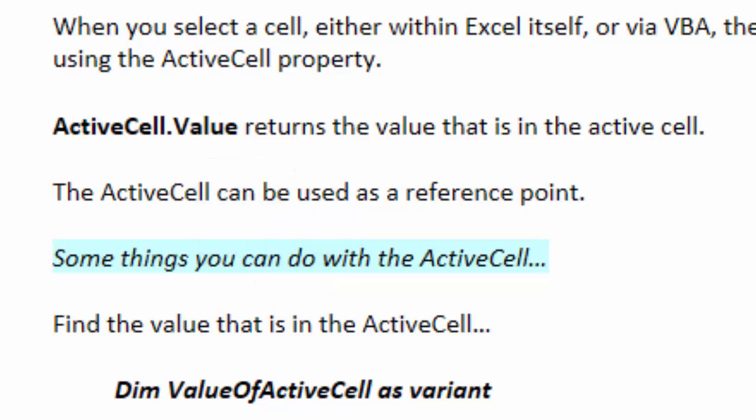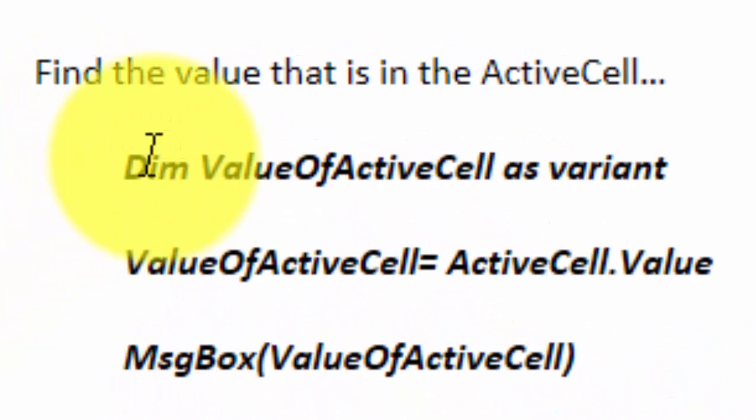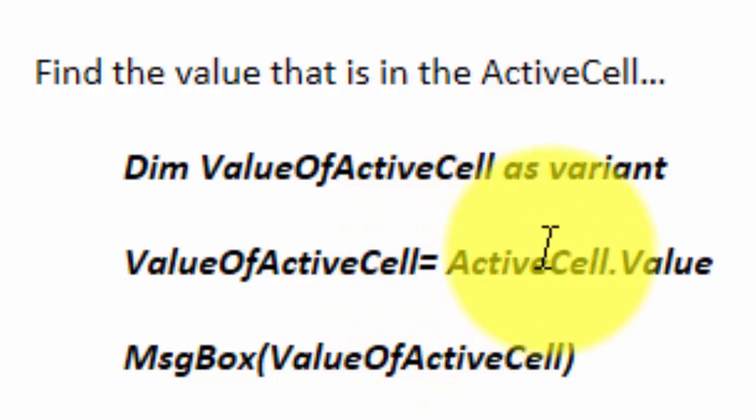Some things you can do with the active cell: you can find the value that is in the active cell. Here is a quick little program. Take a time to look through it. Dim valueOfActiveCell As Variant. valueOfActiveCell = ActiveCell.Value. There is that little program that returns the active cell value. MsgBox valueOfActiveCell.